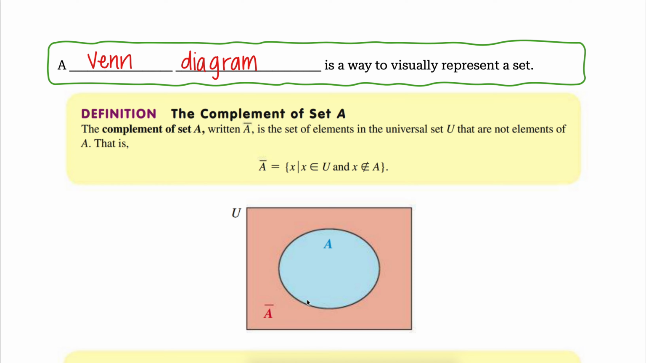Set A is represented by this blue oval inside the universe, and the complement of a set is everything not in the set. So in this case, the complement of the set A is this pink area, okay? We represent the complement with the set letter name with a small horizontal bar over it. So this is read the complement of set A. So it's everything that's not in A. So if you're talking natural numbers and A is the set of even numbers, the complement would be the odd numbers. So everything not in set A.